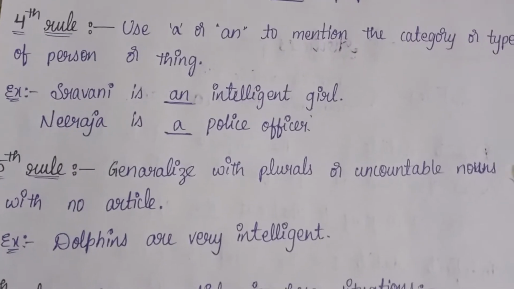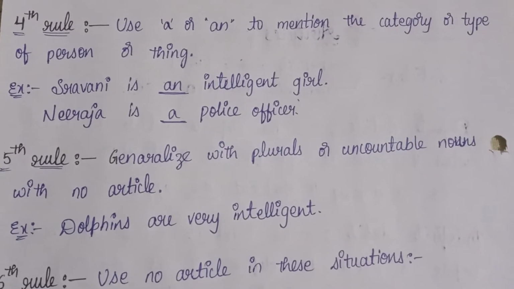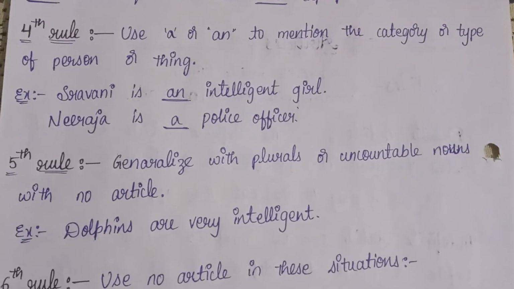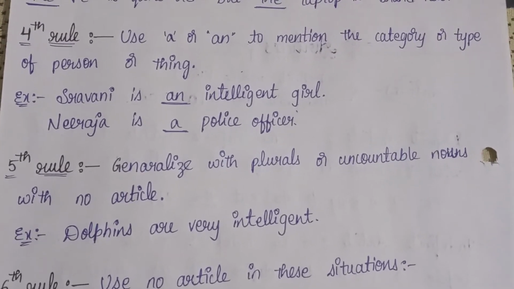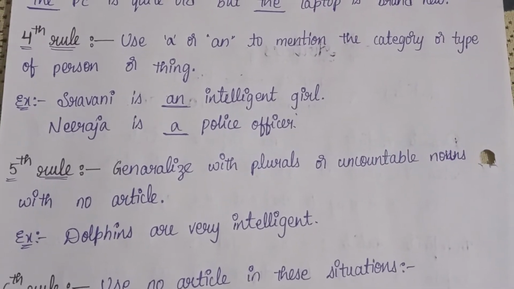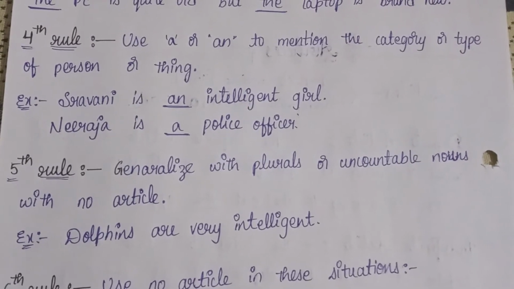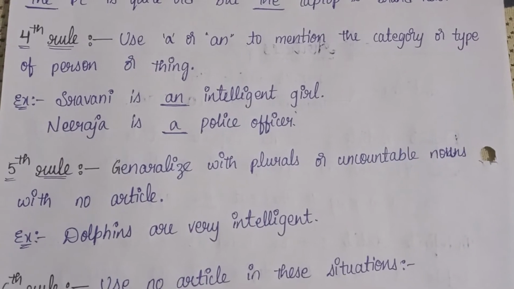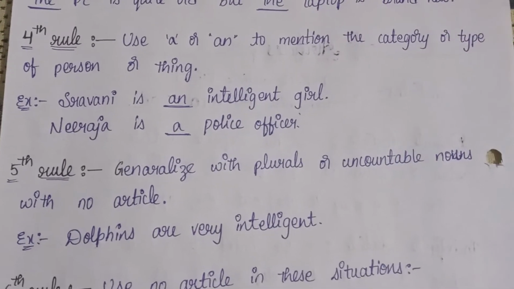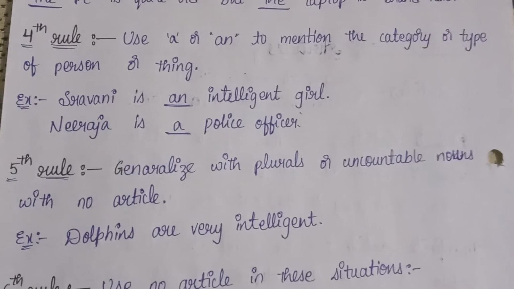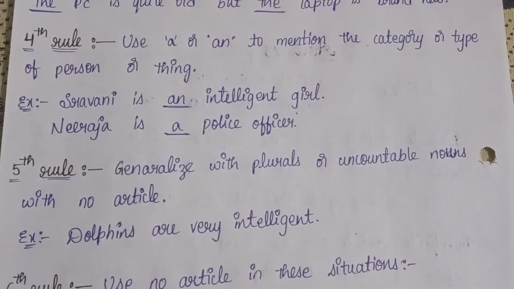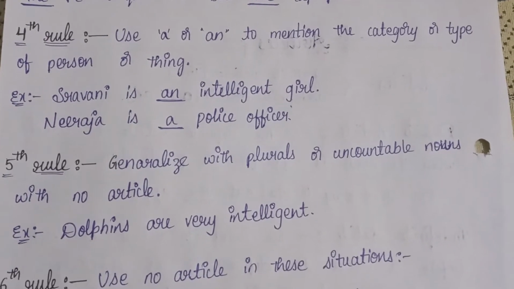And the next rule is generalize with plurals or uncountable nouns with no article. That means we should not use articles before plurals and uncountable nouns, particularly a or an. We should not use these a or an before plurals and uncountable nouns. Example, dolphins are very intelligent. Here there is no need of using a or an before this word dolphins. So this is about the fifth rule.